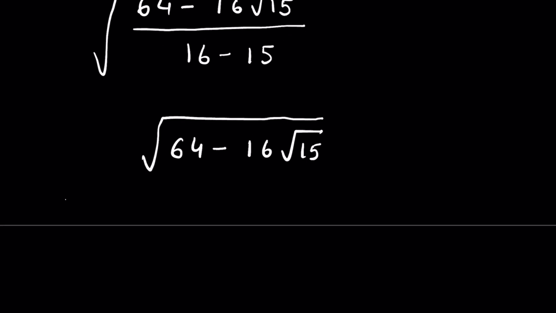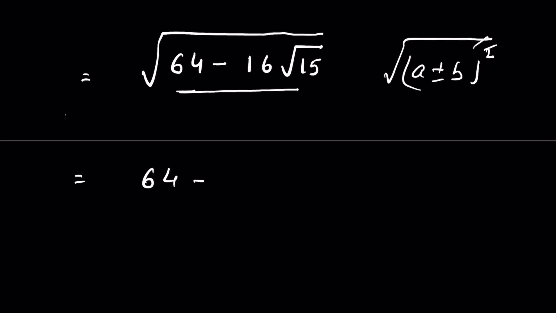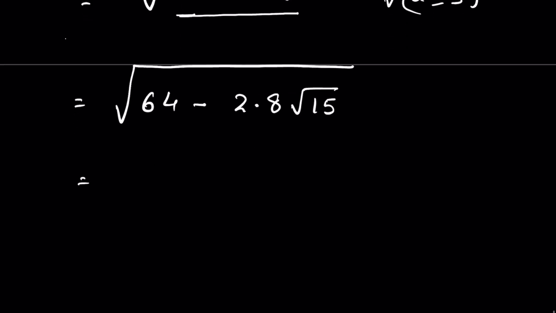To further simplify it, if we can write this in terms of a plus minus b whole square, then the whole square can remove the square root. So let's try. 64 minus 16, we can write it as 2 times 8, then times square root of 15, under square root. Or 64 minus 2, this 8 we can write as square root of 8 square, then times square root of 15.